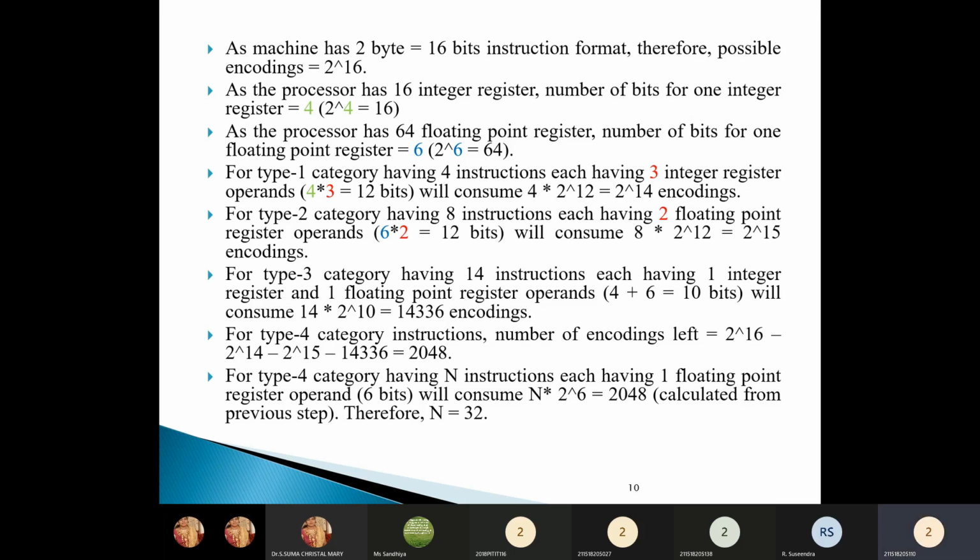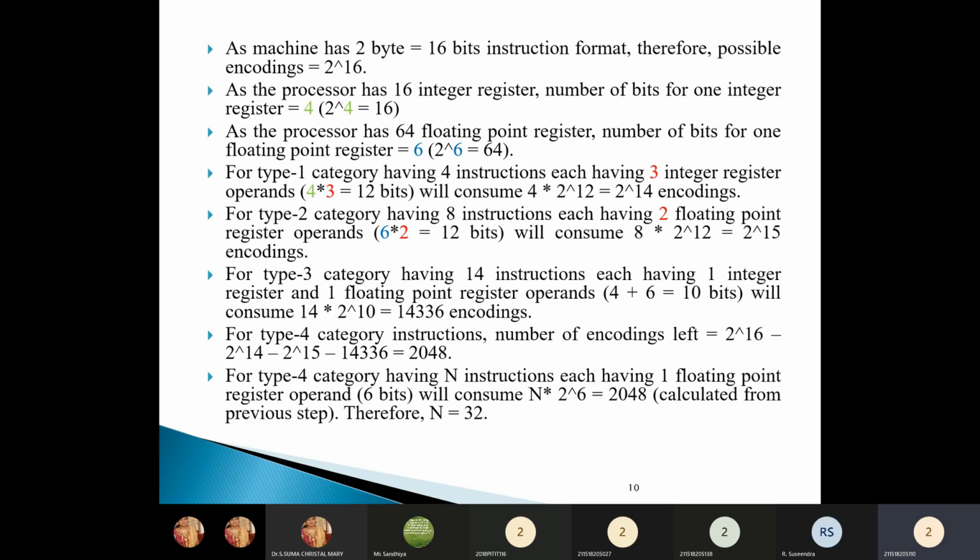So here is the solution. As the machine has a 2 byte, that is 16 bits, instruction format, the possible encodings are 2 power 16. As the processor has 16 integer registers, the number of bits for one integer register is 4. As the processor has 64 floating point registers, the number of bits for one floating point register is 6. For type 1 category, having 4 instructions, each having 3 integer register operands, will consume 4 into 2 power 12, that is equal to 2 power 14 encodings.